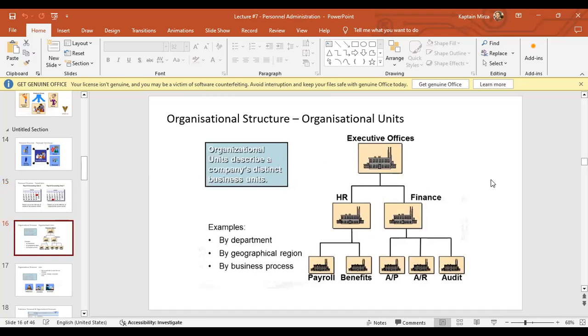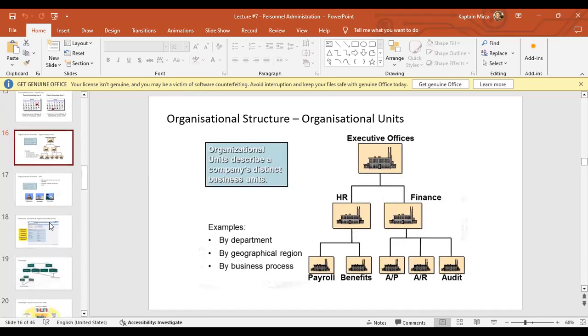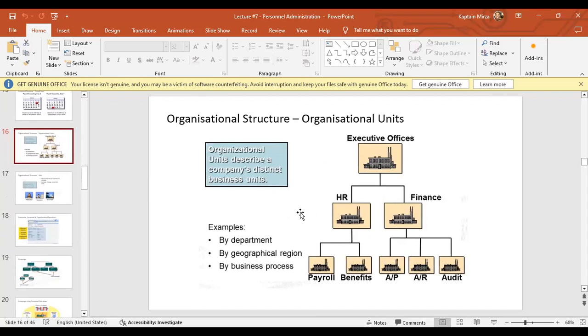Okay. Organizational structure. In the organizational structures, we have units as we have defined earlier. Executive offices, personal sub area, and then we have HR departments. Okay. Personal areas is basically your physical area, then comes personal sub areas, and then comes our departments, and then jobs and positions. Okay. So organizational units describe a company's distinct units, by department, by geographical region, or by business process.